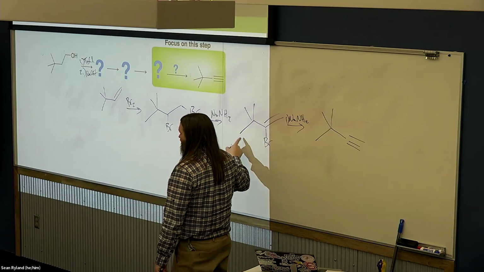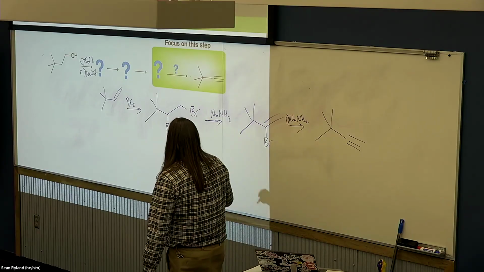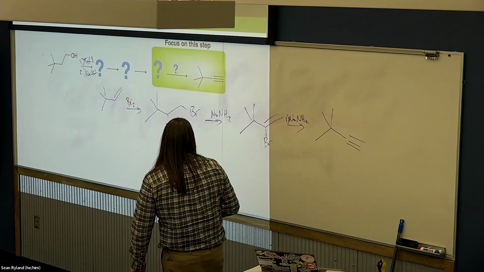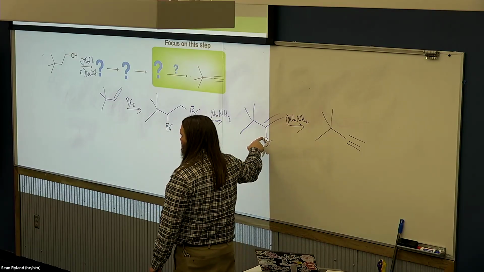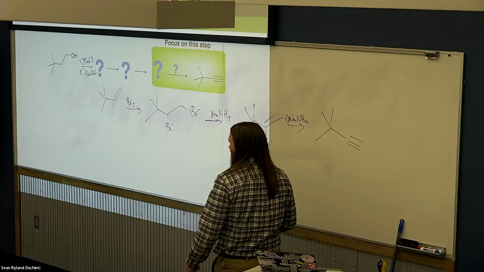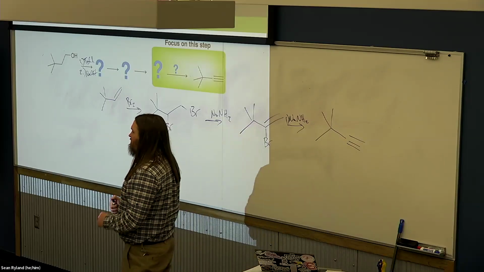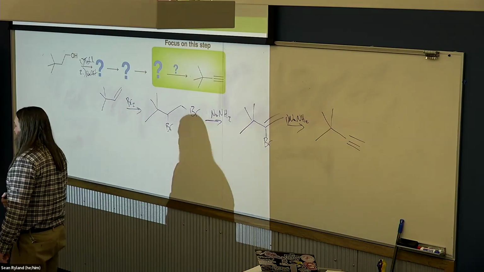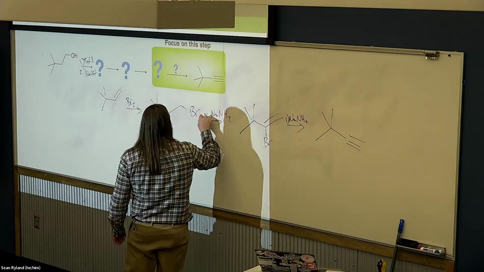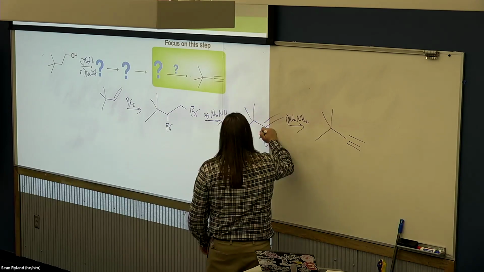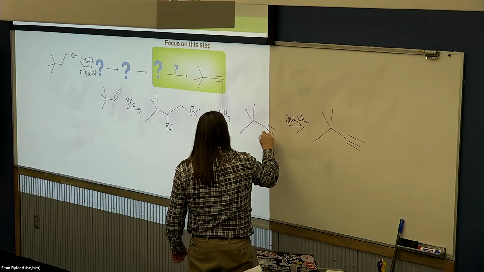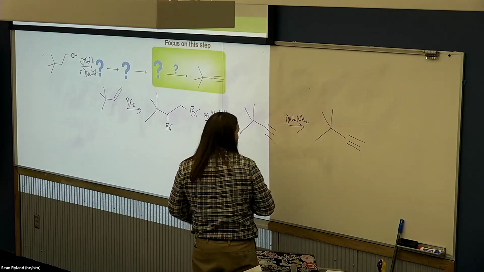Because we're going to show the intermediate. After we add one equivalent of NaNH2, we get one elimination reaction done. Then if we add more NaNH2, we get the second elimination reaction, which gives us our final product. That was just showing the intermediate. If you just leave it with the excess, you don't need this intermediate. You can go straight to your final product.